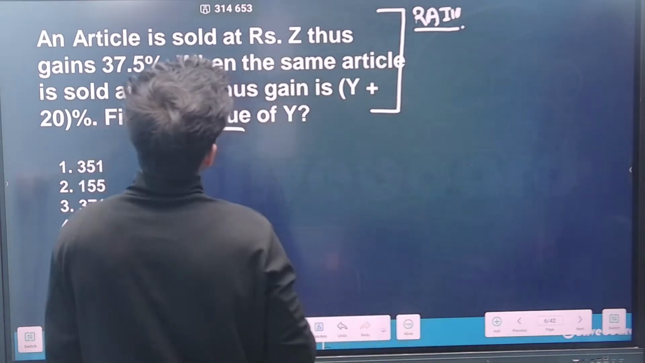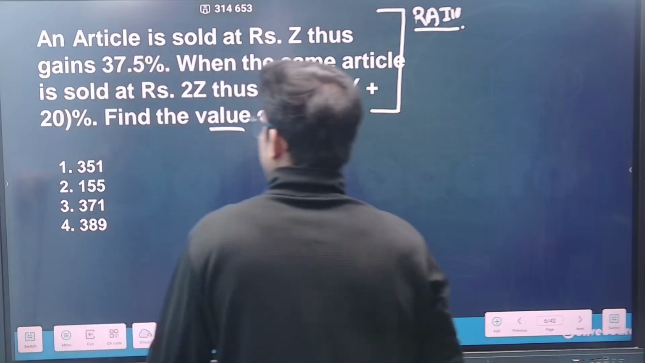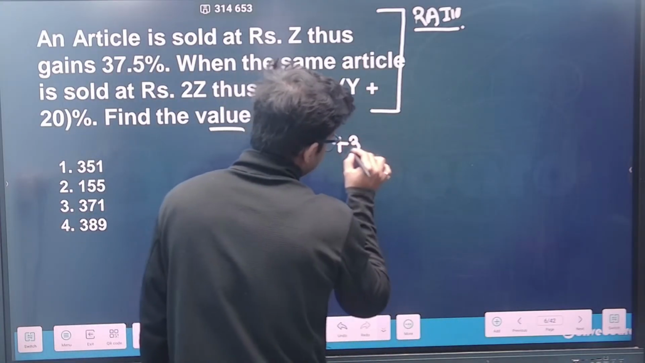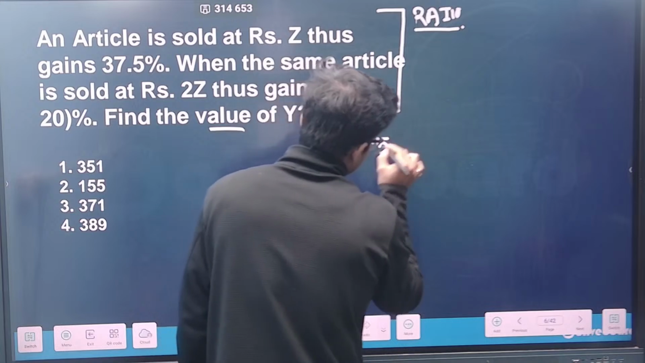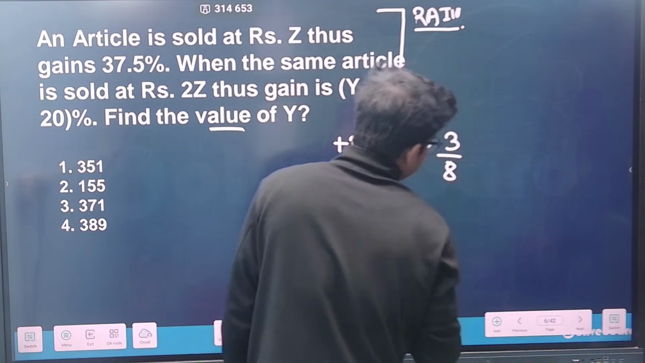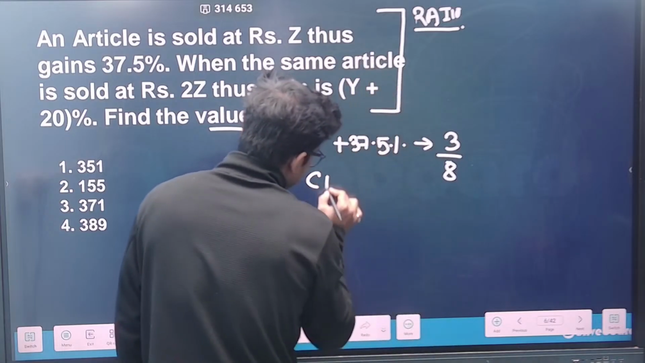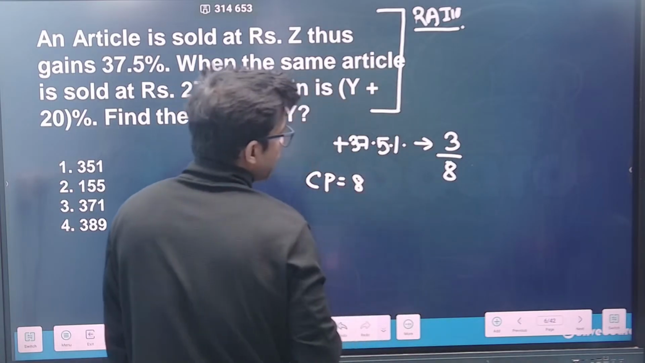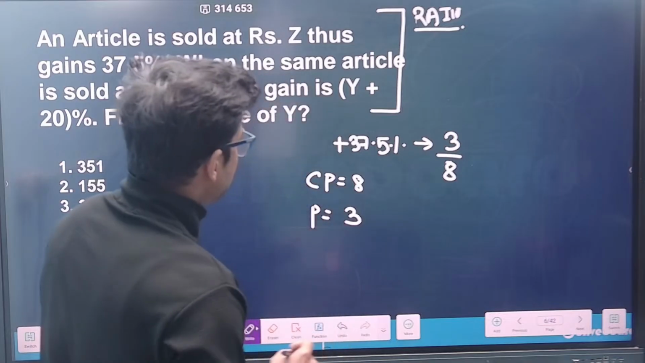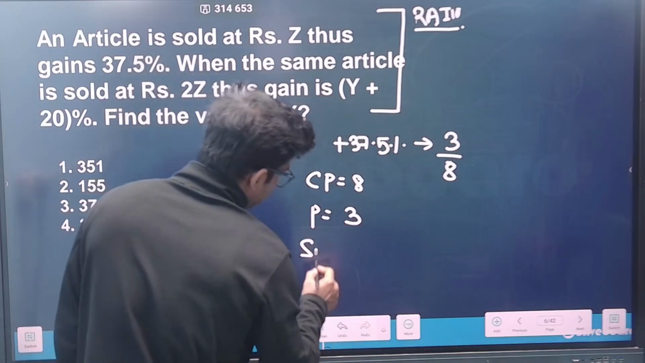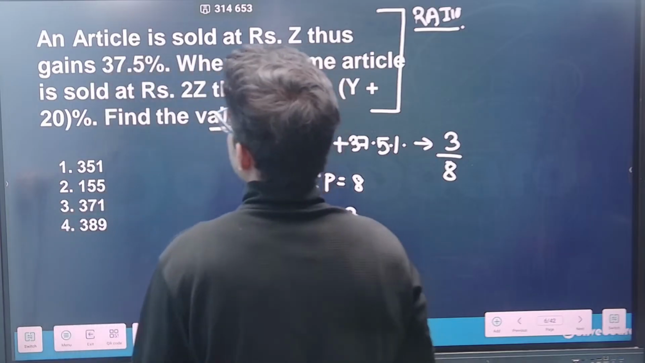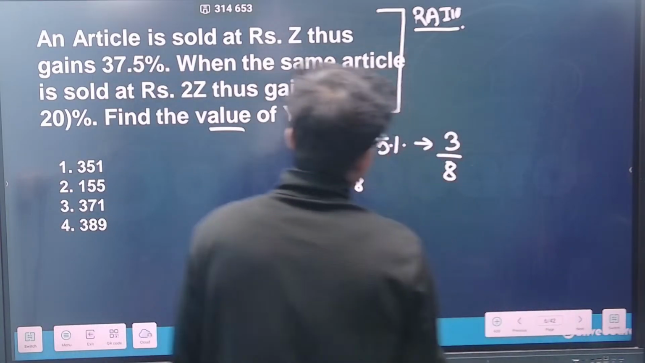An article is sold at rupees Z, thus gains 37.5%. Now there is a gain of 37.5%. A gain of 37.5% means a gain of 3 by 8. Means I can say that my cost price is basically 8 and my profit is basically 3. Correct? Then my selling price would be how much? 11.